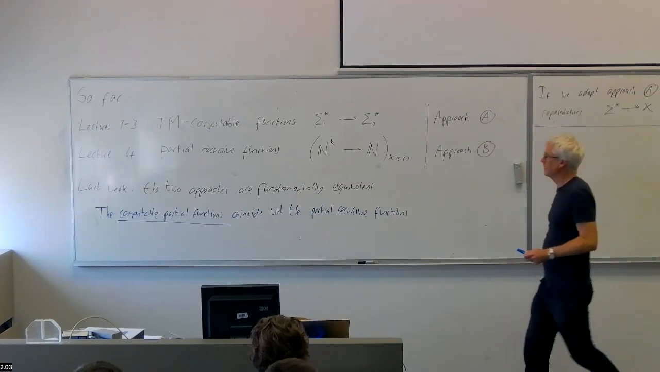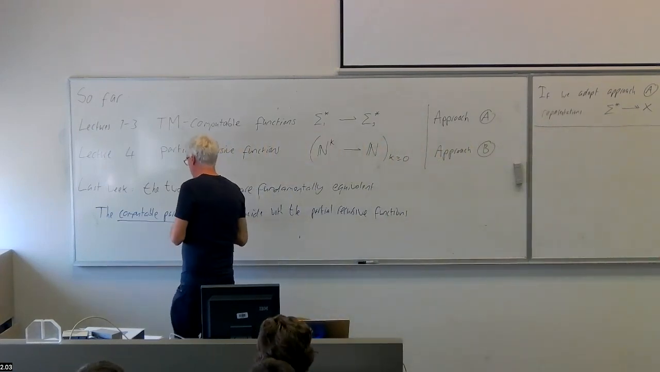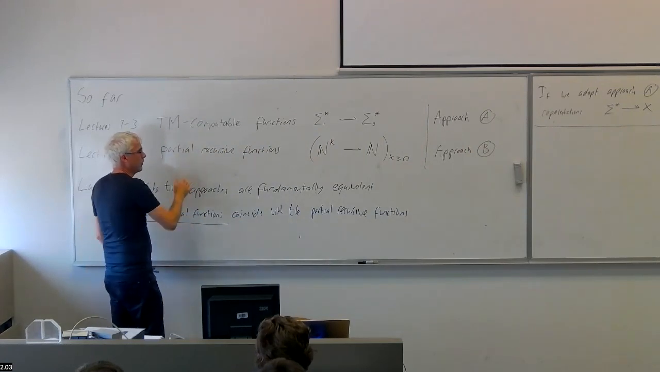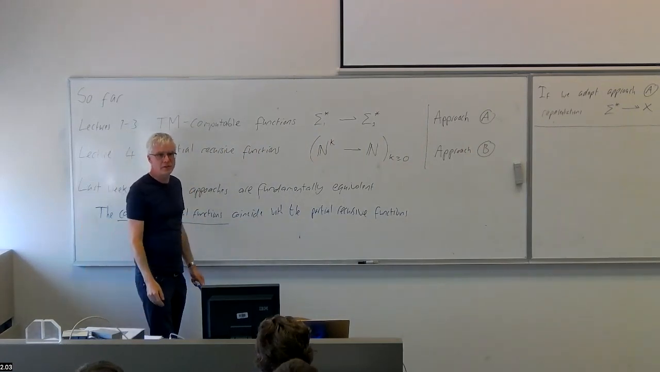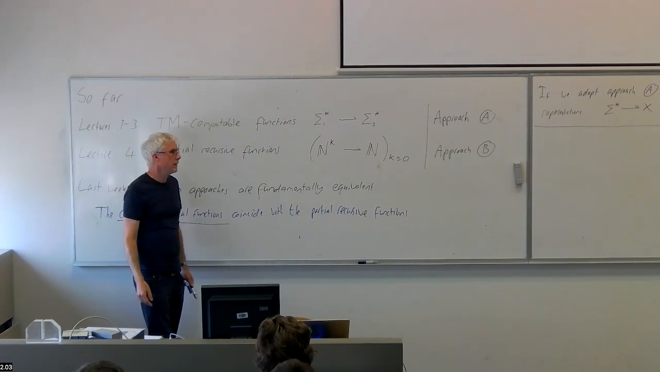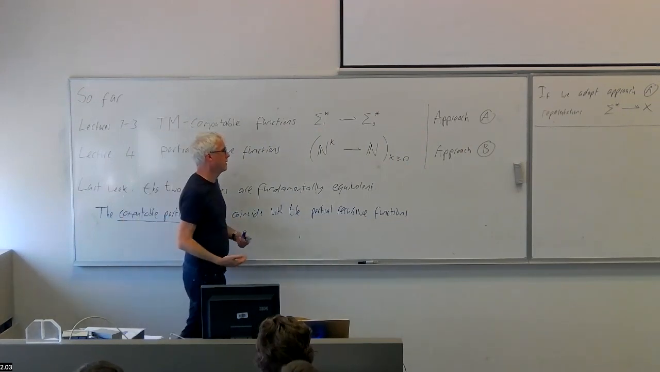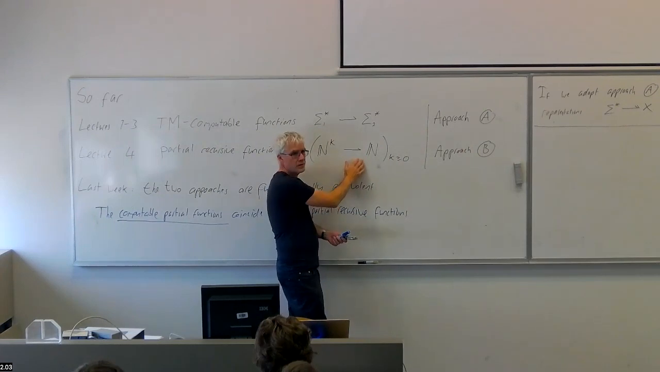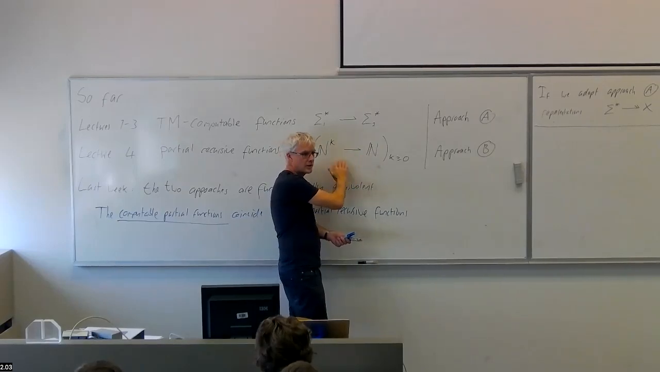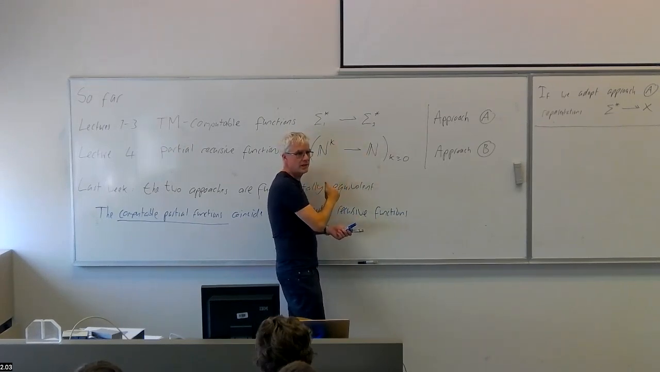Suppose instead we took lecture 4 as the basic definition of computability. Then for free, we get the notion of what it means to be a computable partial function on natural numbers. And if we want to talk about computability on other data types than the natural numbers, well, if we're taking approach B as our basic definition, we somehow want to avoid referring to Turing machines and words there.